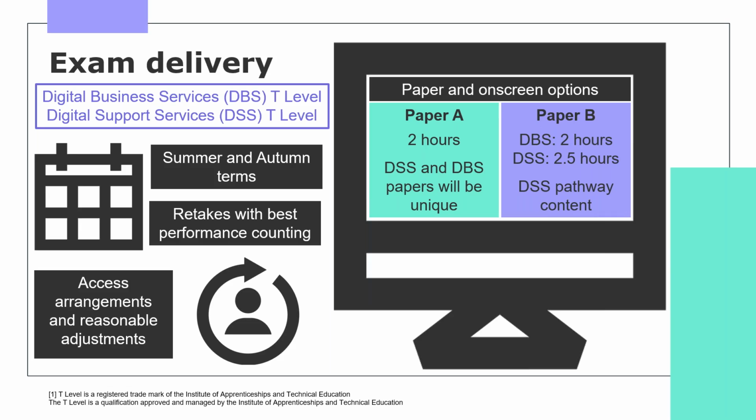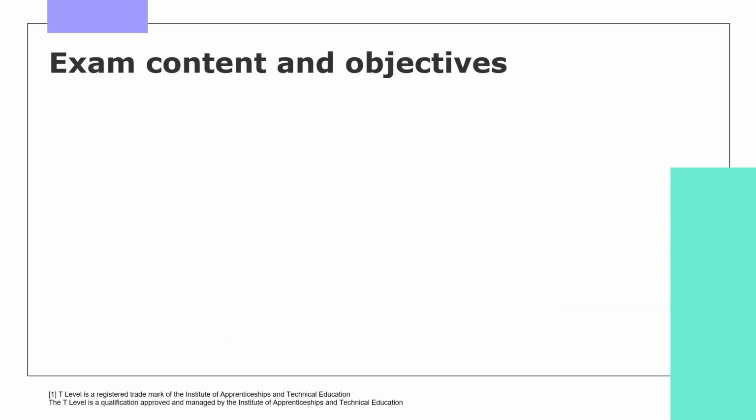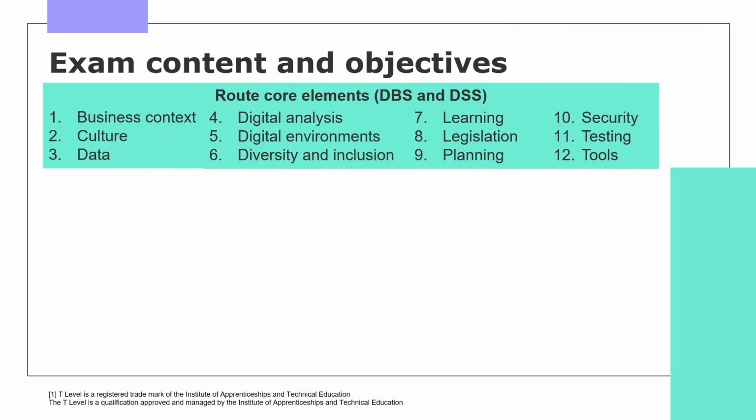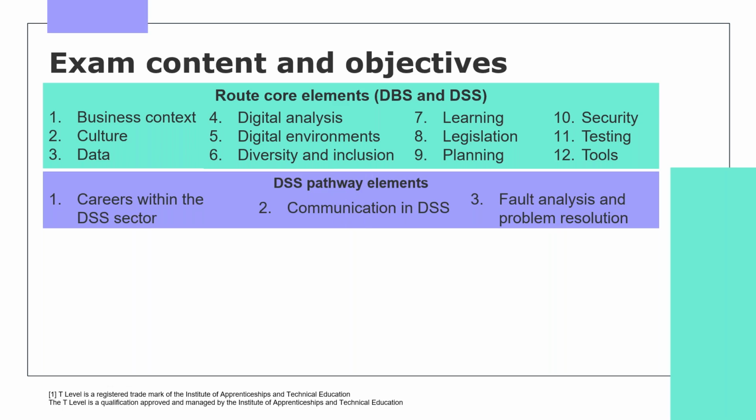And then paper B will assess the remaining root core elements, with another 2-hour exam for Digital Business Services. However, Digital Support Services has got additional and unique pathway content that is also assessed. And this is why paper B for Digital Support Services is a half-hour longer in order to account for this. And those core knowledge elements are comprised of the 12 root core elements, those elements that are common for both T-level pathways, and the unique content that's applicable to the Digital Support Services pathway only.